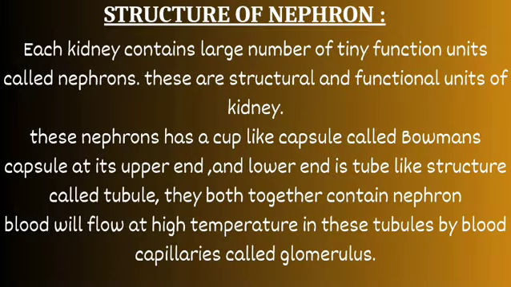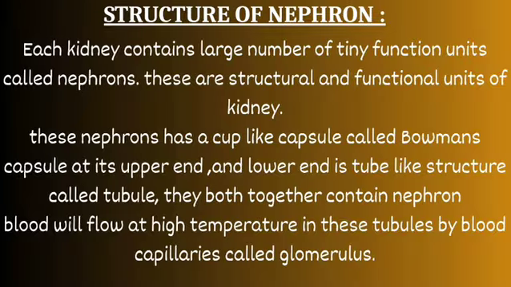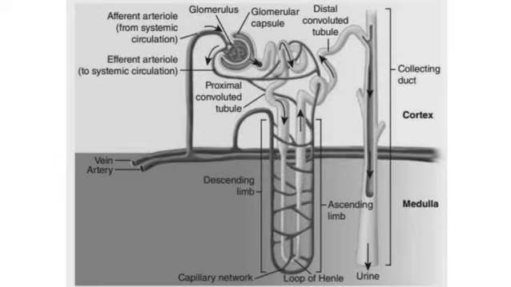Structure of nephron. Each kidney contains a large number of tiny functional units called nephrons. These are the structural and functional units of the kidney. Each nephron has a cup-like capsule called Bowman's capsule at its upper end, and the lower end is a tube-like structure called the tubule. Together they make up the nephron. Blood flows into these tubules through blood capillaries called the glomerulus. Here you can see the picture.